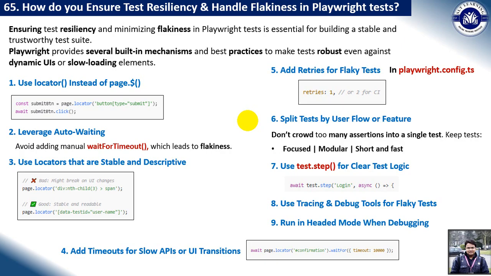Okay, so the first thing you need to always make sure is that you use the locator method, right? I think page.$ is the old one, and I think it has been deprecated for locating web elements in Playwright. So now you can use page.locator.